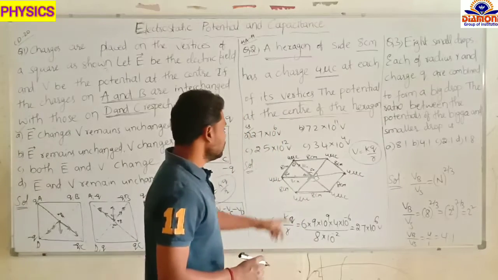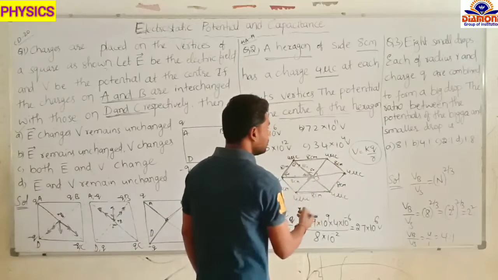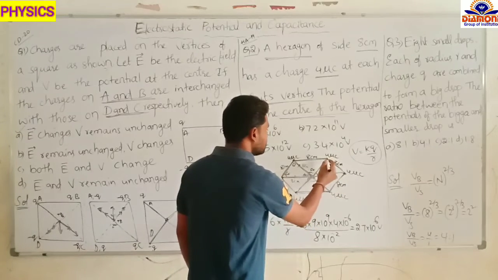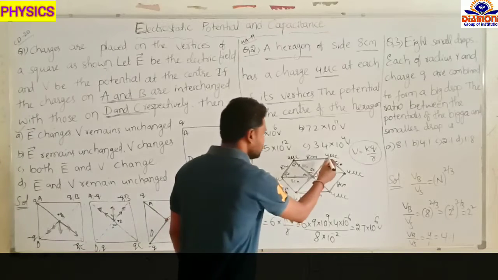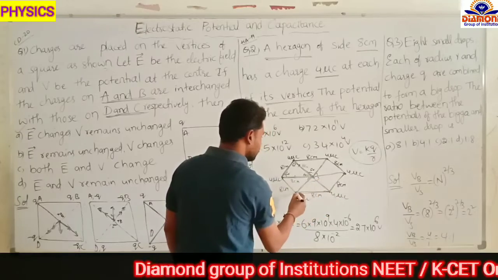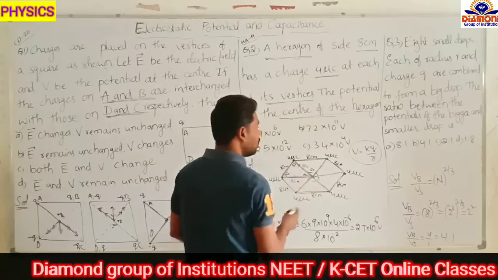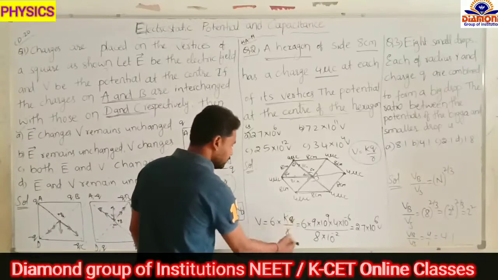That means to find the potential at the center, we have identical charges, and these charges are also at the same distance from the vertices to the center. So we can write, the potential due to this one is KQ by R, potential due to this KQ by R, and so on for each. How many charges are there? How many vertices are there? 6. So 6 into KQ by R.